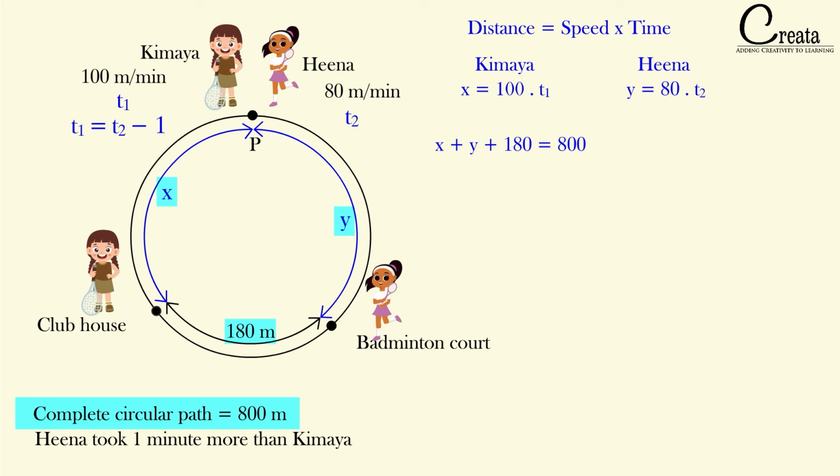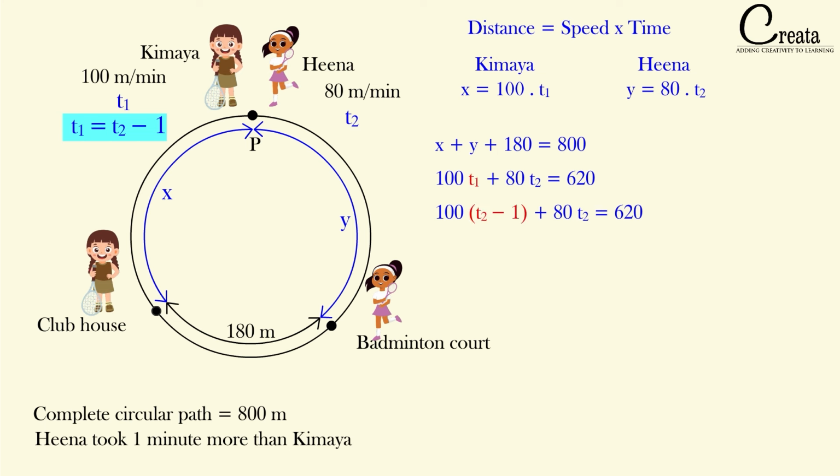We got x plus y plus 180 is equal to 800. And we have already calculated the value of x and y. Let's put it into the equation. We got 100t1 plus 80t2 is equal to 620. And here t1 is t2 minus 1. So let's replace t1 with t2 minus 1. We have done so because in the end we have to calculate the value of t2. Here the only variable in this equation is t2. We will solve this equation for the only variable, that is t2, and we will get our answer.